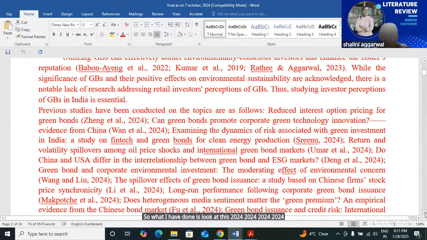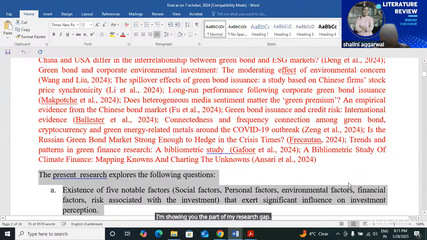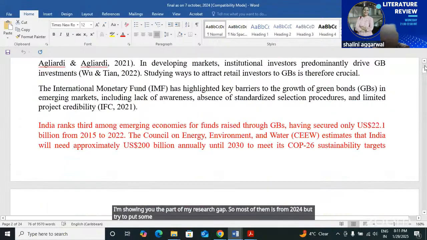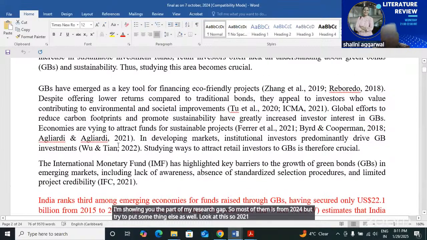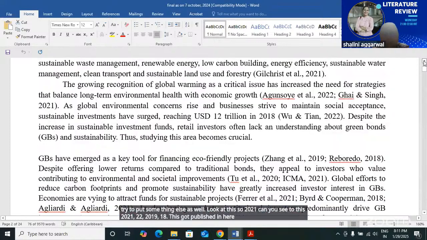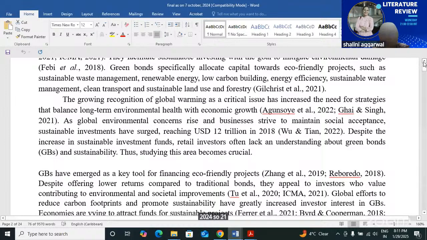2024, this is the research gap. I'm showing you part of my research gap. Most of the citations are from 2024, but try to put something else as well. Look at this: 2021, can you see this? 2021, 22, 2019, 18. This got published in 2024. So 21, 22, 22. You can see from here.